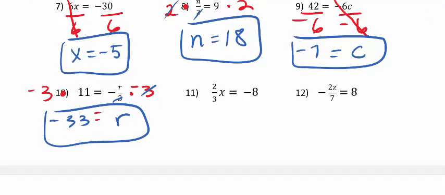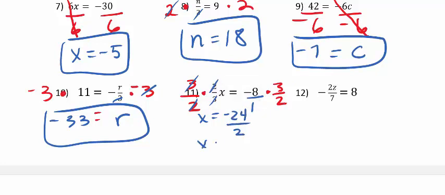In number 11, we have 2/3 x equals negative 8. To get x alone, we're going to have to multiply both sides by the reciprocal of 2/3. The reciprocal just means taking the 2 over 3 and flipping it. So we're going to multiply both sides by 3 over 2. Doing that, these 2's divide out and these 3's divide out, and we get x alone on the left. And I can put negative 8 over 1 to make it look like a fraction. Now we multiply across. Negative 8 times 3 is negative 24, and 1 times 2 is 2, and then negative 24 over 2 is negative 12.